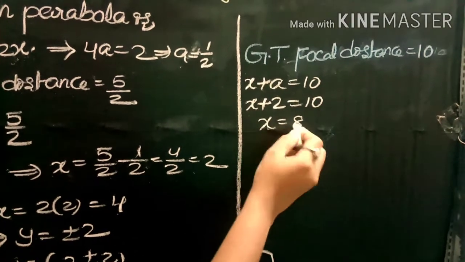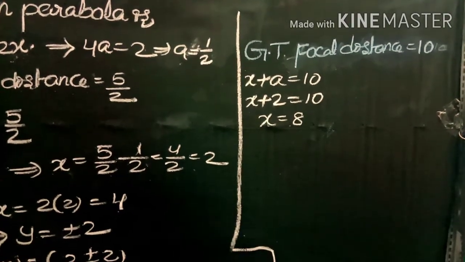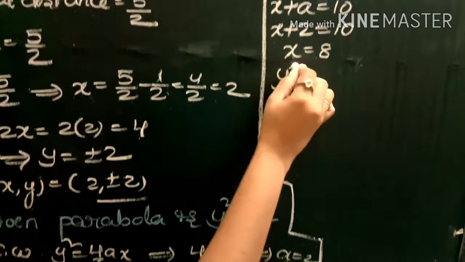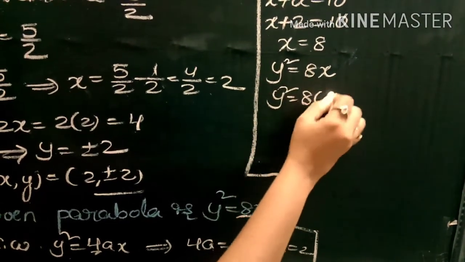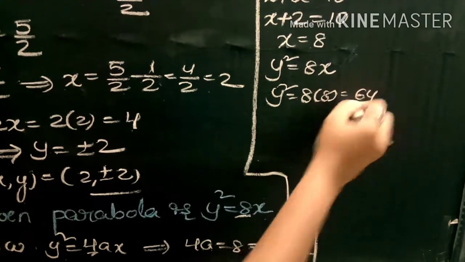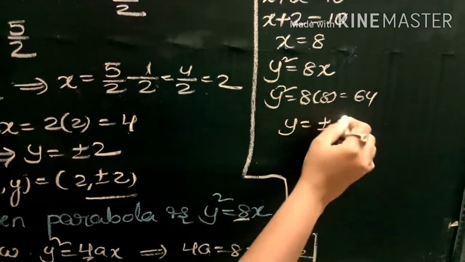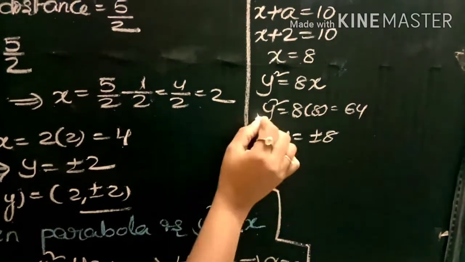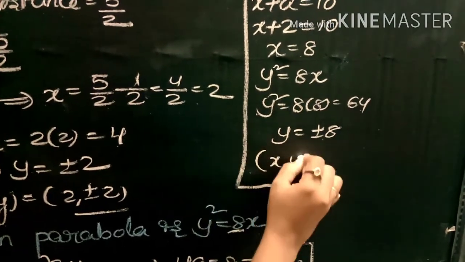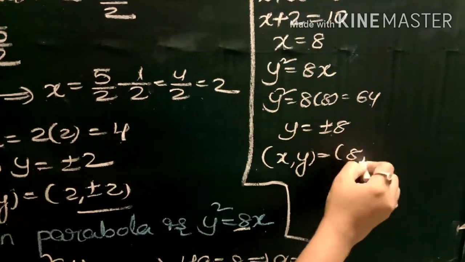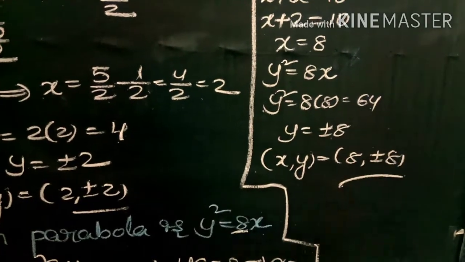Now we replace this x equal to 8 value in the given parabola. The given parabola is y square is equal to 8x, that is y square is equal to 8 into 8, equal to 64. Then y square is equal to 64, so y is equal to plus or minus 8. Therefore, the point on the parabola (x, y) is (8, plus or minus 8). That's all.